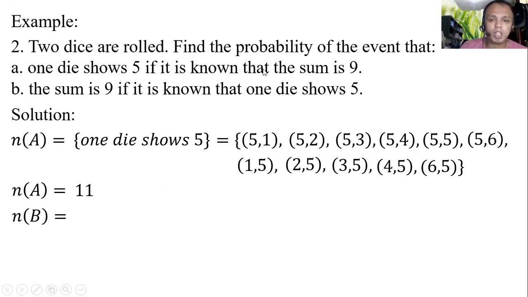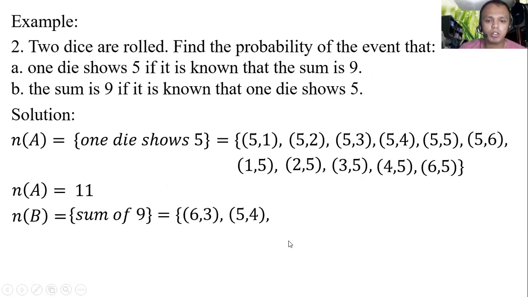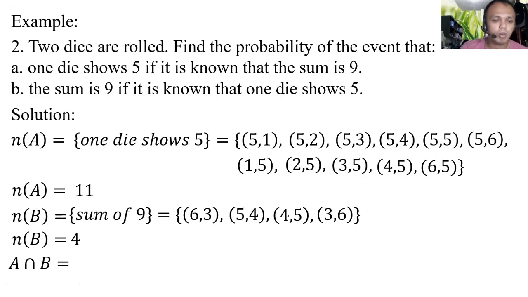Now, yung event B naman natin is yung the sum of 9. Okay? Sum of 9, ano yun? We have 6 and 3, pwede yun. 5 and 4, 4 and 5, 3 and 6. All in all, we have 4. Now, for the intersection of event A and event B, ano yung intersection nila? Na kung saan yung one die shows 5 at the same time, yung sum na yon is 9.